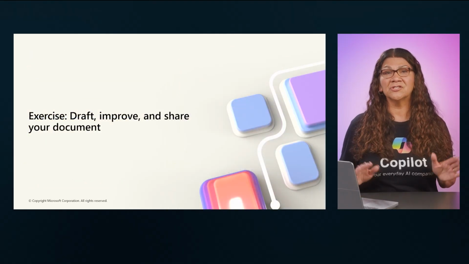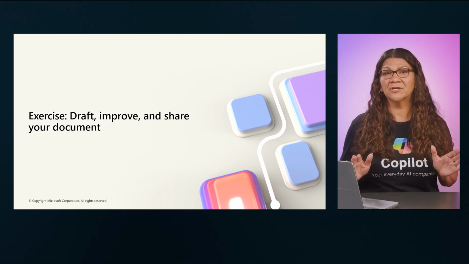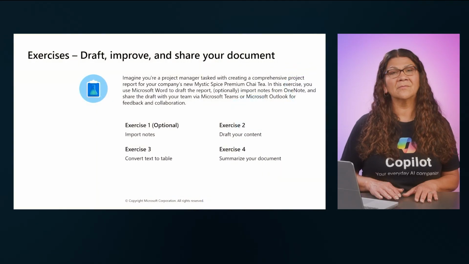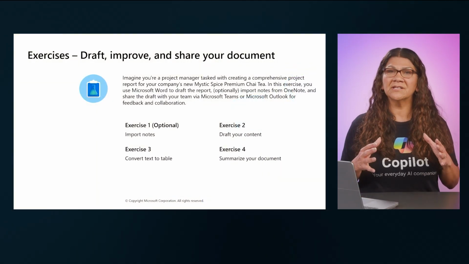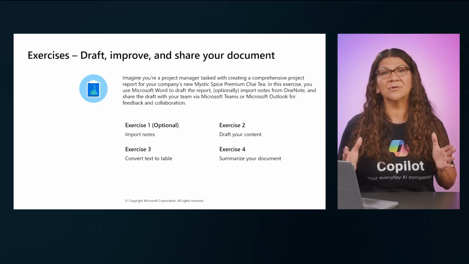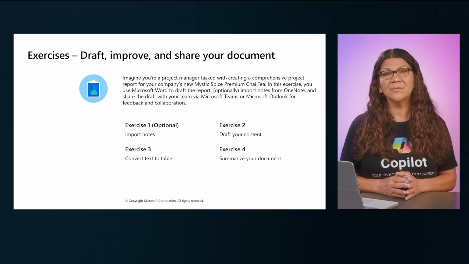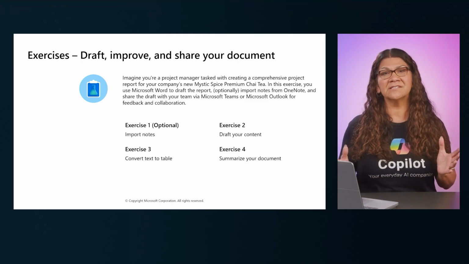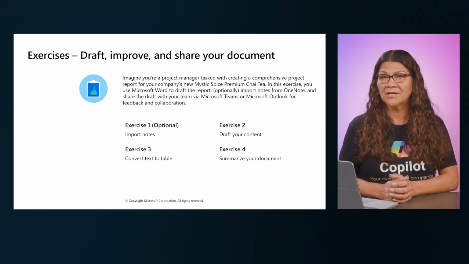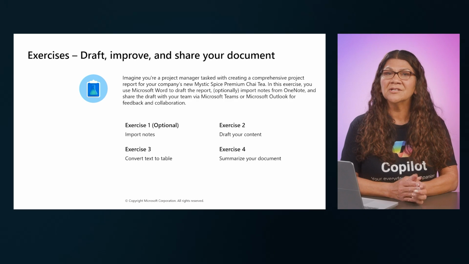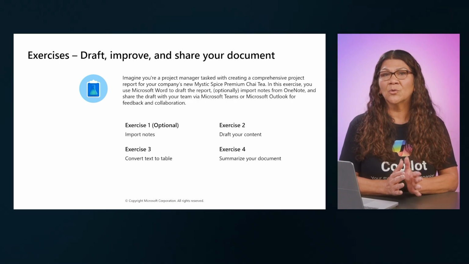Now let's see how to draft, improve, and share your document using Copilot in Word. This exercise brings everything together by guiding us through a realistic end-to-end workflow in Word, from drafting a document to refining and sharing it with collaboration. Using a project-based scenario, we're going to step into the role of a project manager, creating a comprehensive report applying Copilot features to streamline our writing, organizing content, and improving clarity.